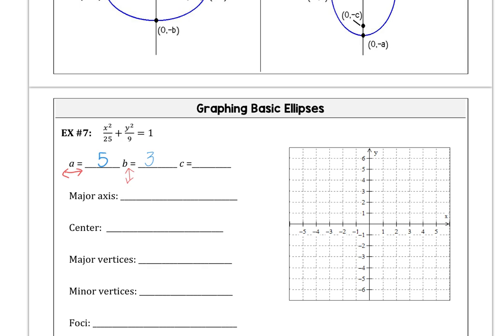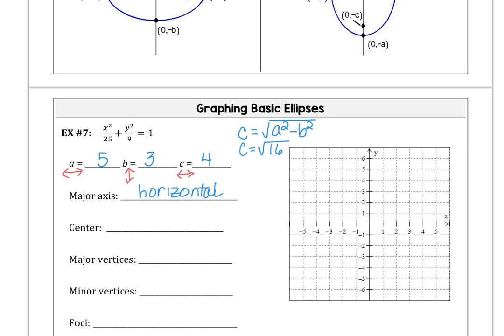And we are finding the focal point by doing the relationship. c is the square root of a squared minus b squared. So 25 minus 9 is the square root of 16. Our c value is 4, and the c value goes in the same direction as the a value. That means we have a horizontal major axis.